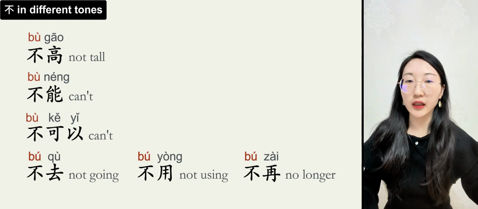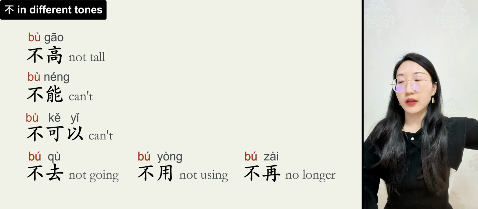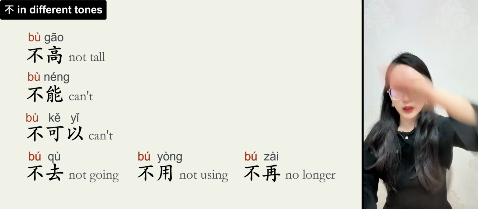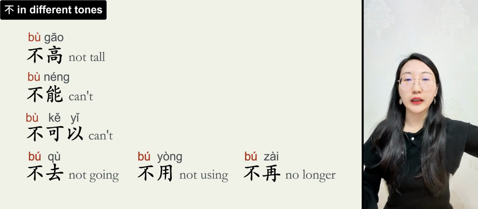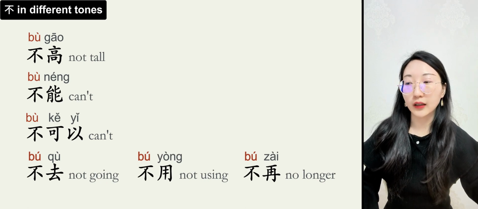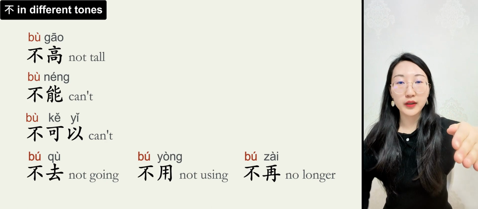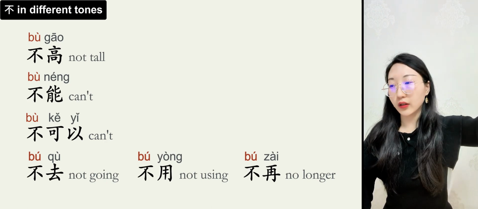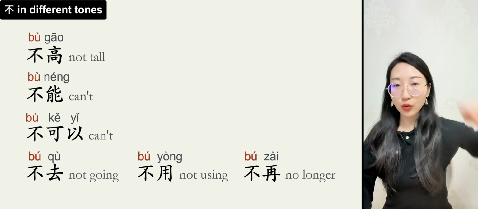And 不可以, can't. 可 is third tone, so it's 不可以. And 不去, don't go, not going. 去 is fourth tone, so you change 不 to second tone. So together it's 不去.